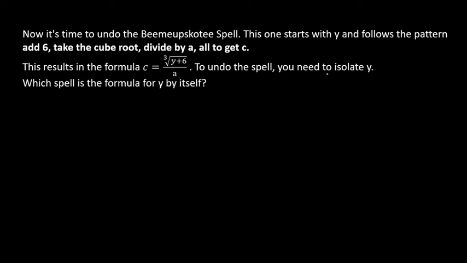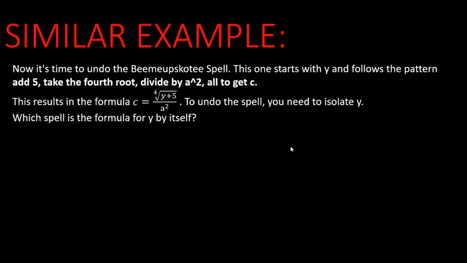So we have another spell. Once again, notice how they tell you how this formula comes about. They say this one starts with y, and then added 6, so they had y plus 6. And then they took the cube root of that, so the cube root of y plus 6, then divided by a, so that's why a is not under that cube root symbol, all to get c. Once again, we're practicing isolating a variable. This time they want us to isolate y. So, once again, I will show you a similar example.